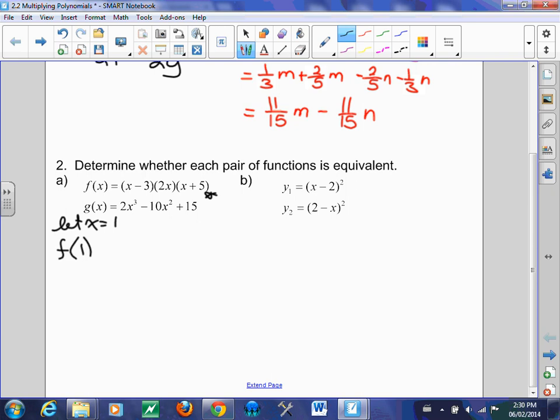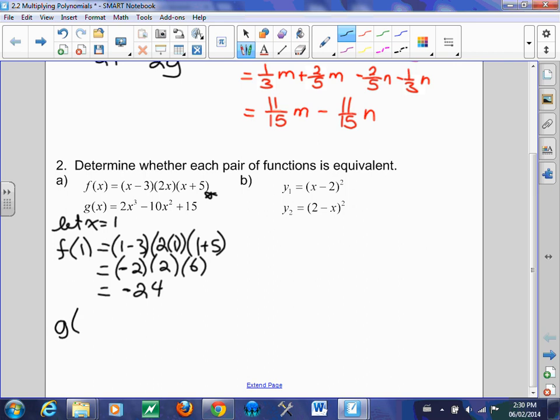So f of 1 equals 1 minus 3, bracket 2 times 1, and then 1 plus 5. So plugging that in, I've got negative 2 times 2 times 6, and that should give you negative 24.